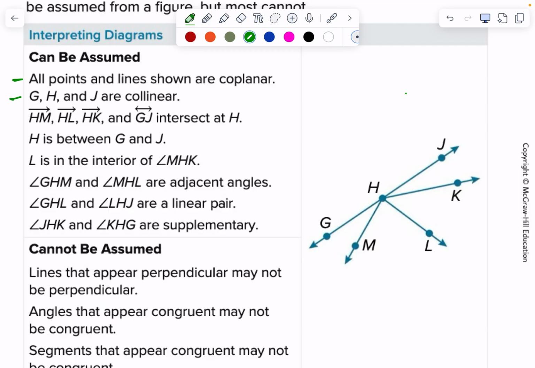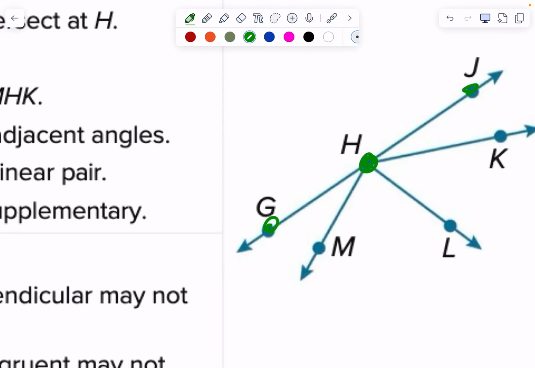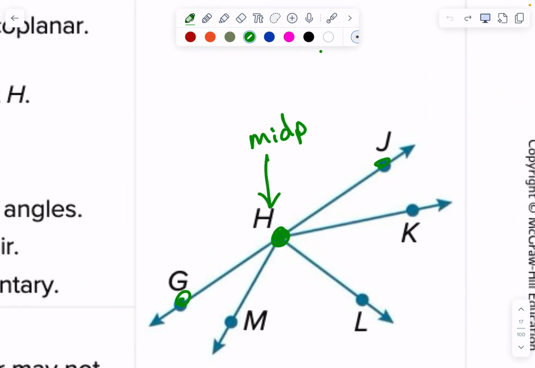We can assume that G, H, and J are making a straight line, that they are collinear. Does that look like a straight line? Yeah. We can assume that. We can assume that H is between G and J, that H is in the middle from G to J. Now, can we assume that H is exactly in the middle and is the midpoint? No, unless they put those little tick marks. We do not know that he's exactly in the middle. That's going to be probably down below. We cannot assume that he's the midpoint, okay?